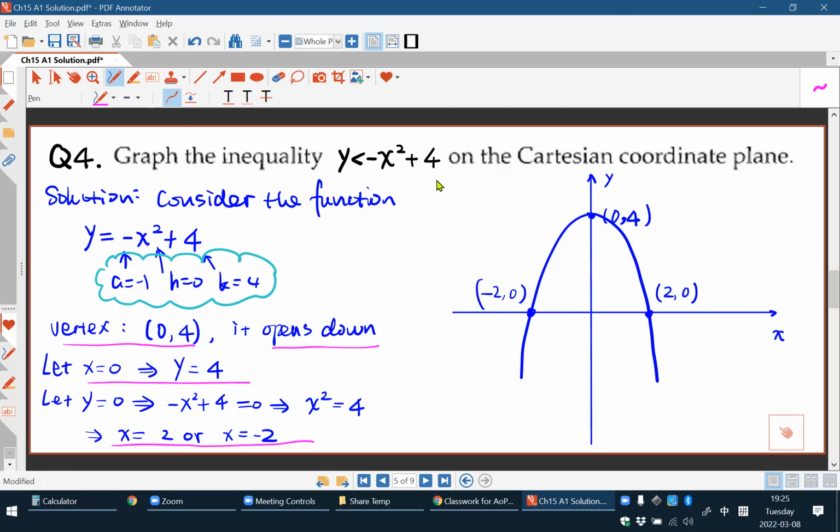So first of all, this is strictly less than. So we need to use a dotted line to indicate that the boundary cannot be achieved, right? It does not include the boundary. And second, we need to shade any region that is under the curve, right?